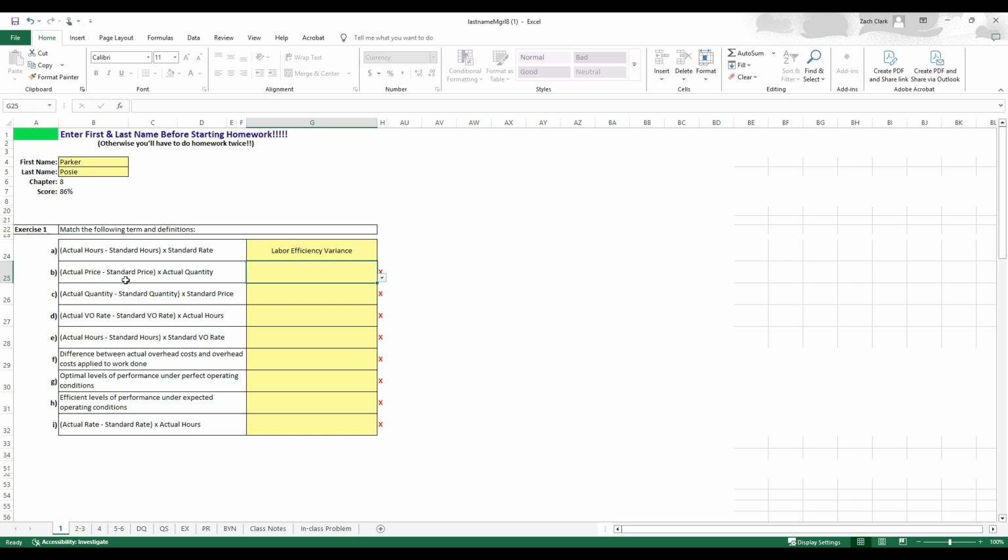So here we're saying actual price minus standard price times actual quantity. So here we're going to be talking about the variance between our actual prices of materials. And so that's going to be our materials price variance. The actual quantity minus the standard quantity is more about material usage or quantity efficiency variance. Our actual variable overhead rate minus our standard variable overhead rate gives us our variable overhead rate.